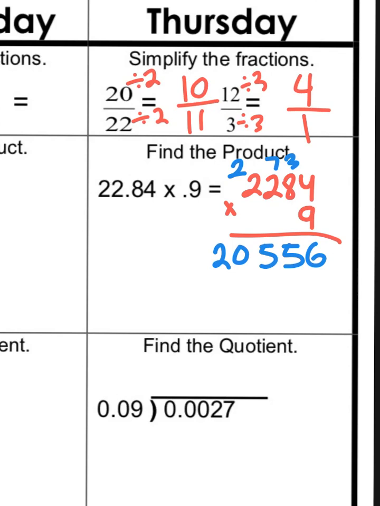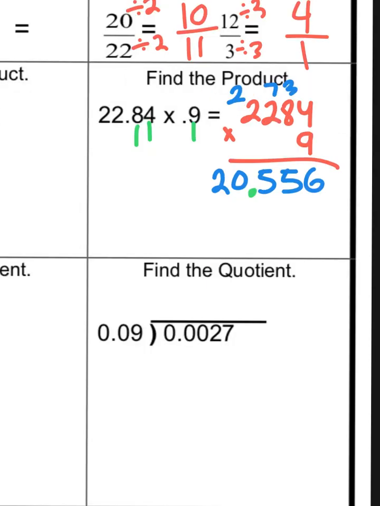Now we have to put the decimal in the right spot. We have 1, 2, 3 digits behind the decimal. So our answer is going to be 20 wholes and 556 thousandths.